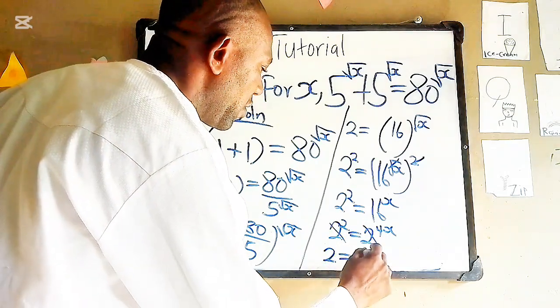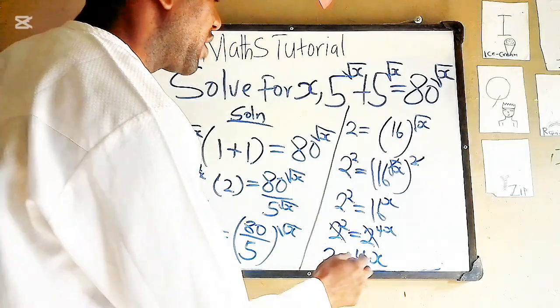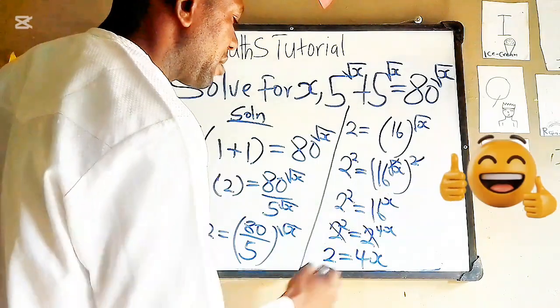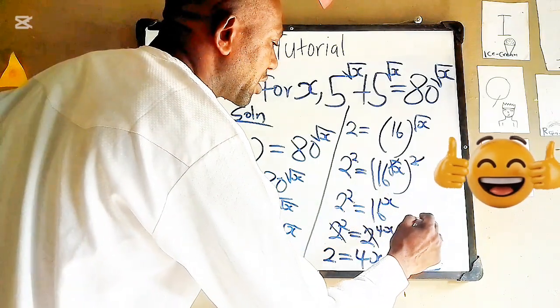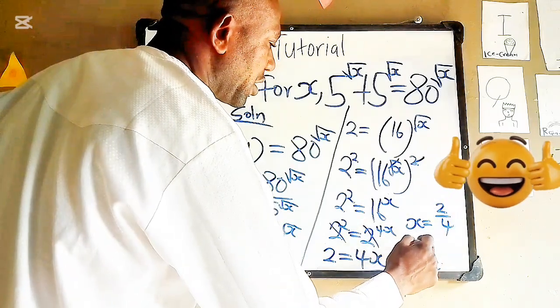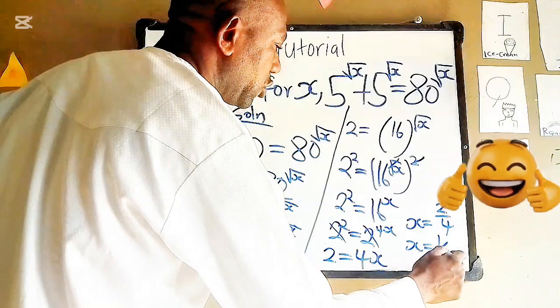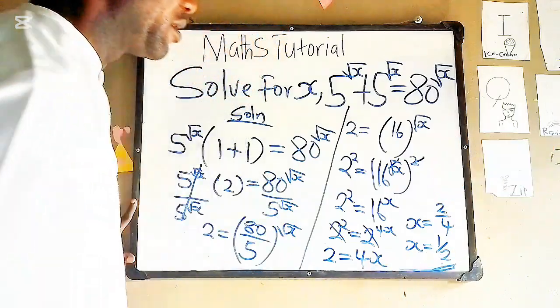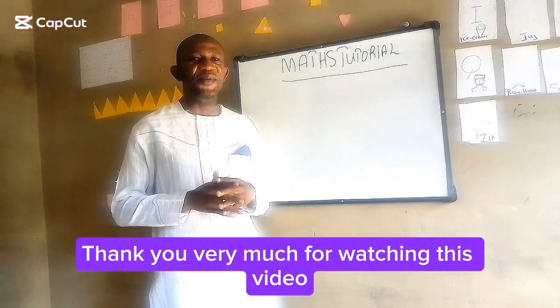It's equals to 4x. So at this point, we divide both sides by 4. Divide both sides by 4 so that we can be able to have the value for x. x will now be equals to 2 divided by 4, which is x is equals to 1 over 2 as the final answer.